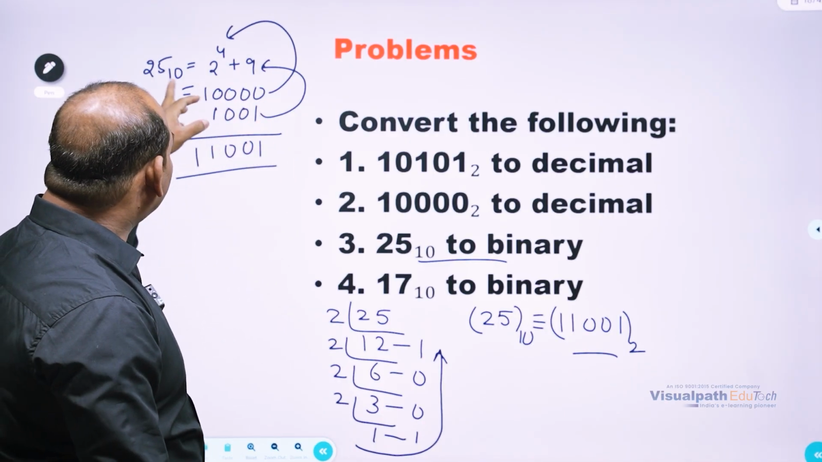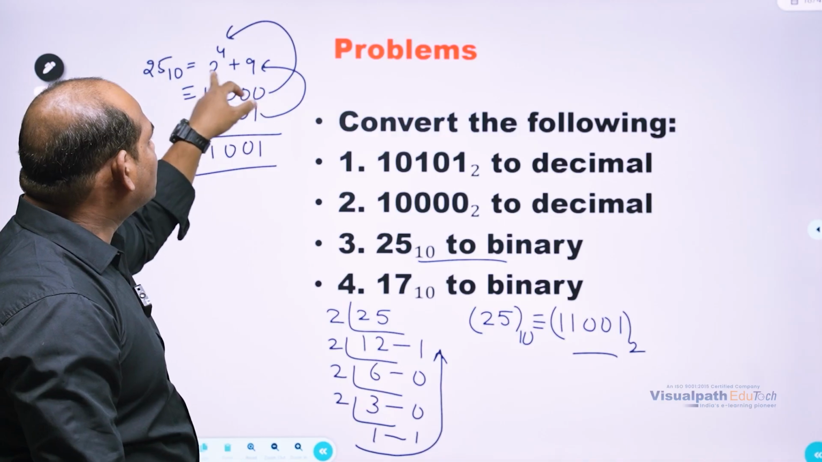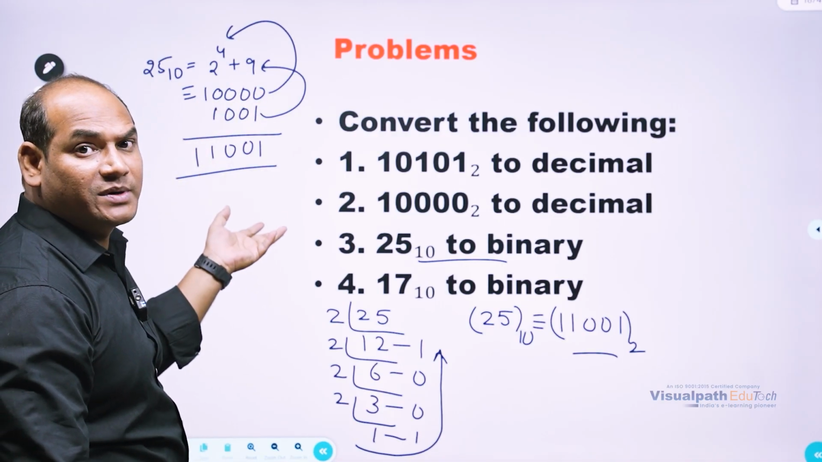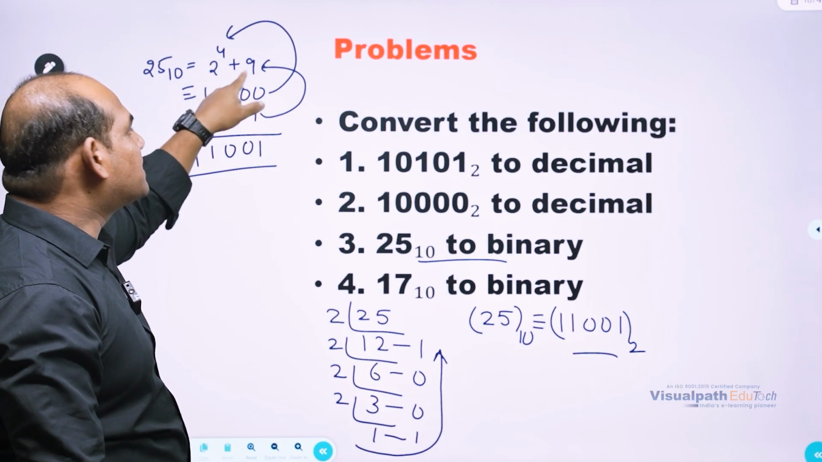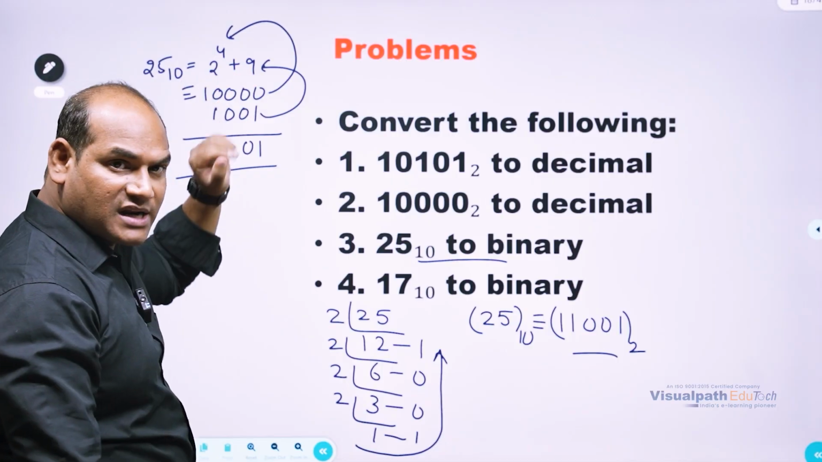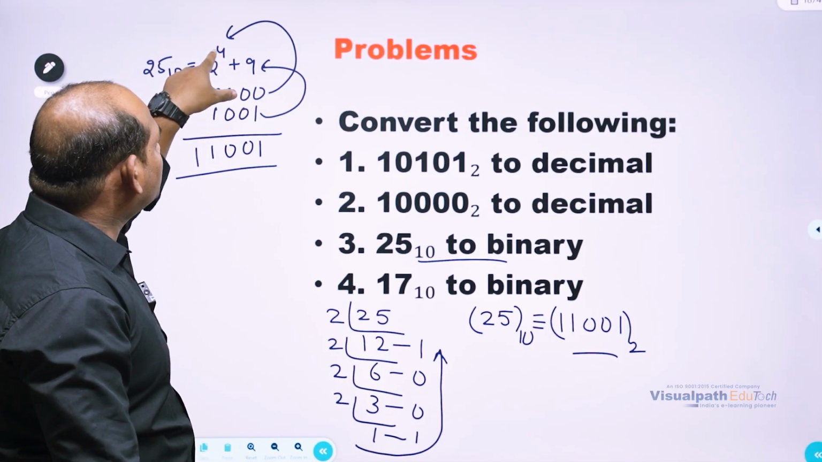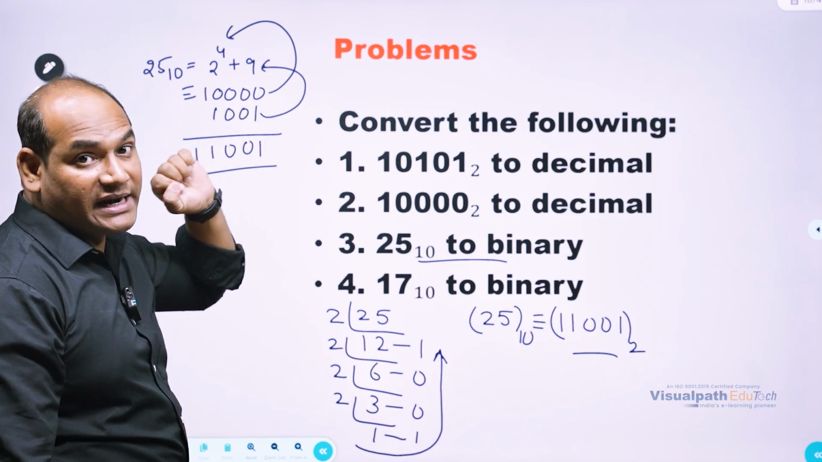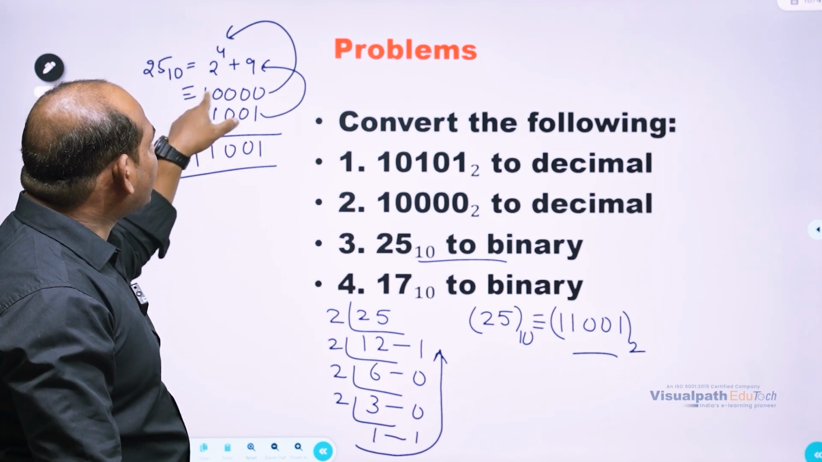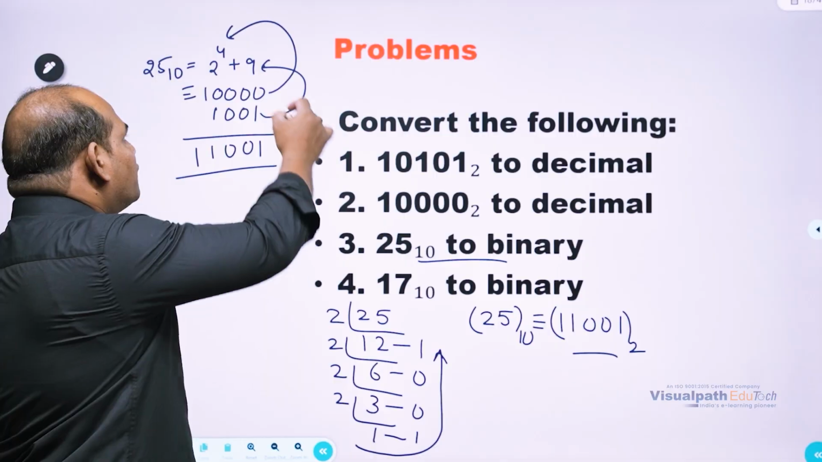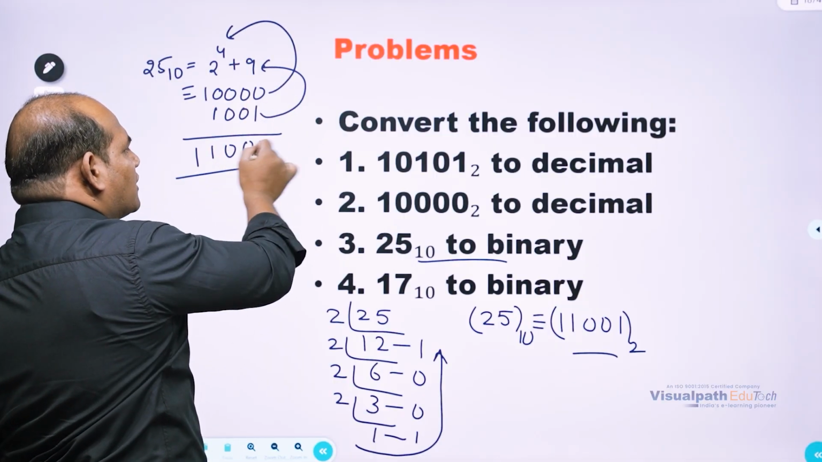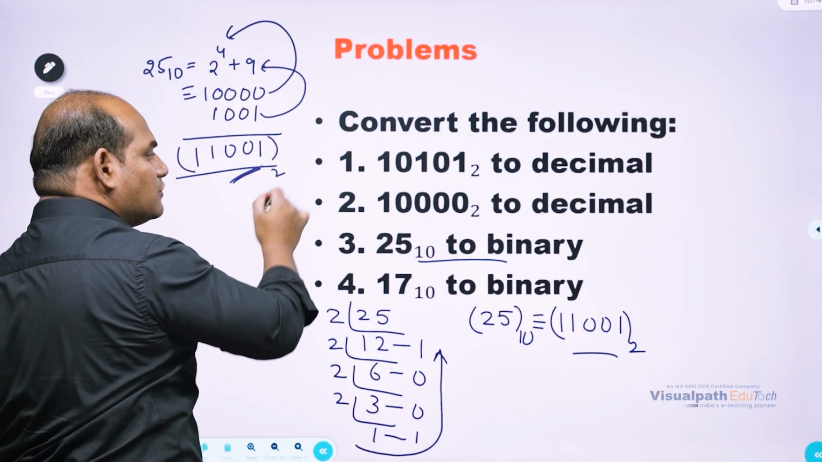So this 25 I am writing as 2 power 4, that means 16 plus 9. What is the requirement for that? Why did I take 16 plus 9 only? I could take 24 plus 1 also. But why did I take it like this? Because I know how to write 2 power 4 directly in binary: after 1 I can take 4 zeros easily. So if you add the 9, you will directly get the related binary value.